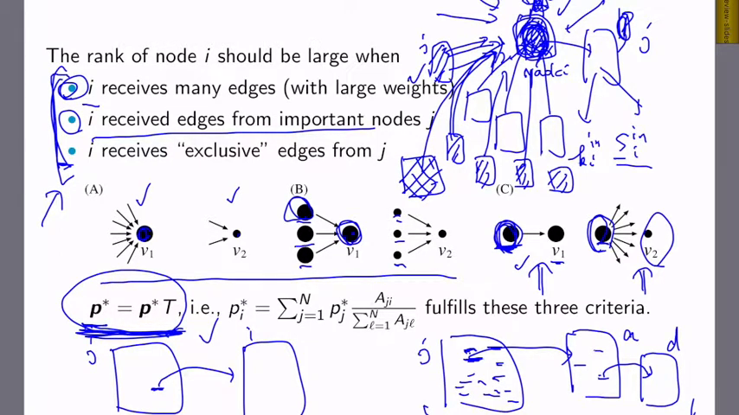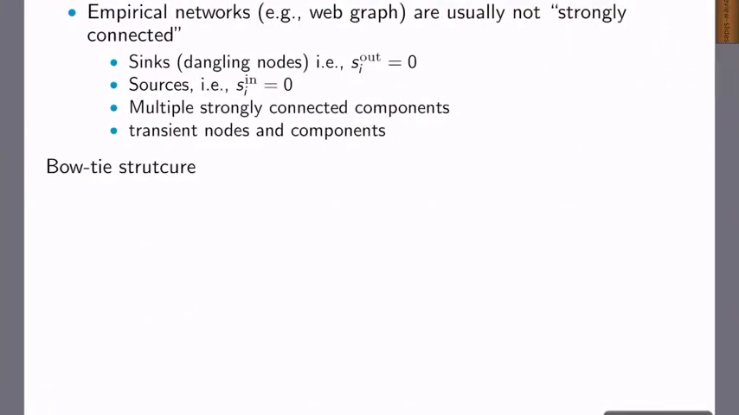If there are many surfers like myself in a website, this is the fraction of the random surfers visiting each website. I'm saying that the stationary density of the discrete time random walk fulfills these three criteria. So why is this the case? Let's have a look at this.